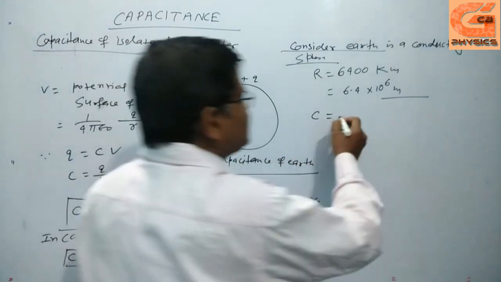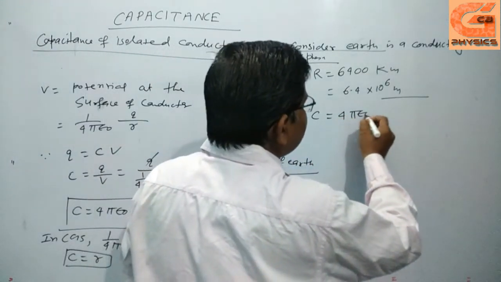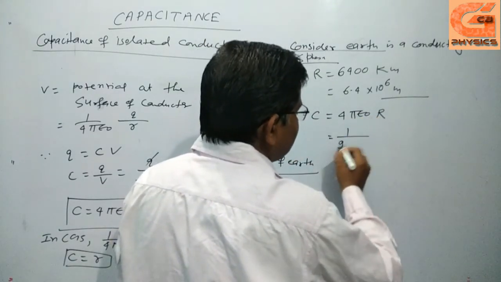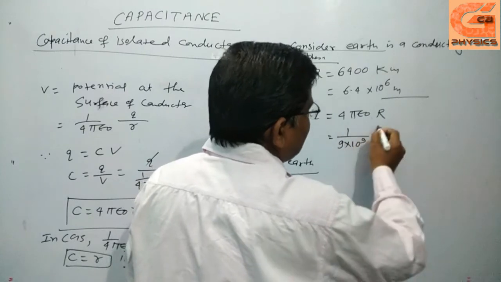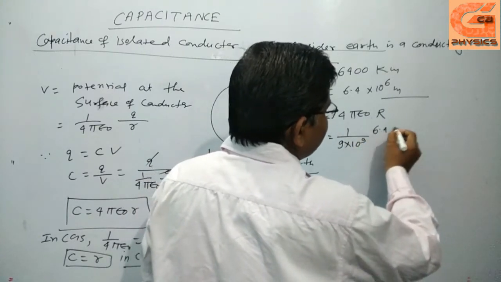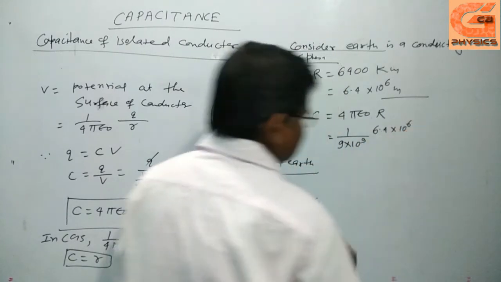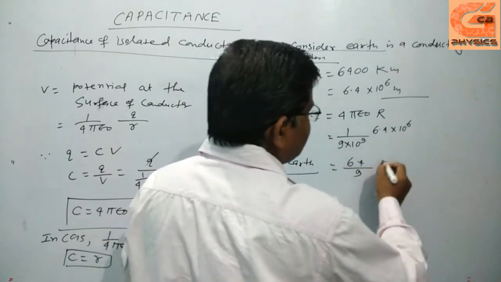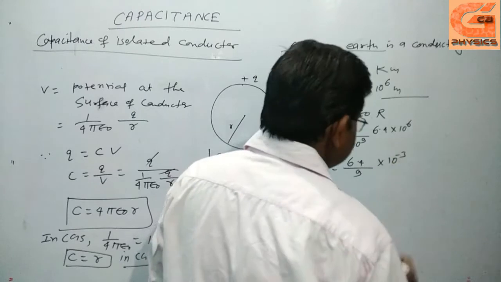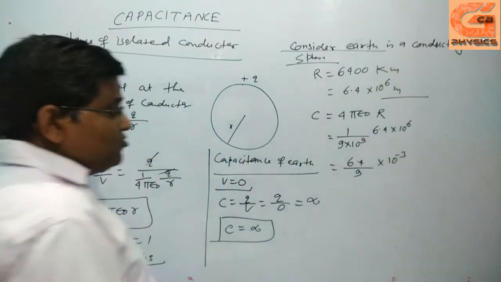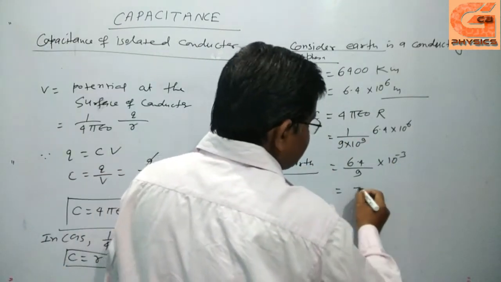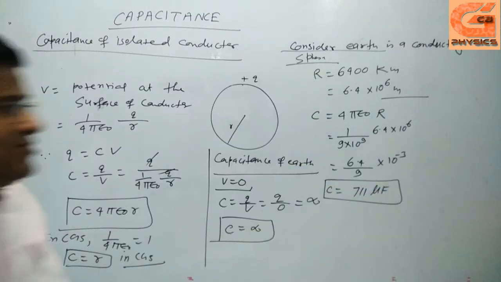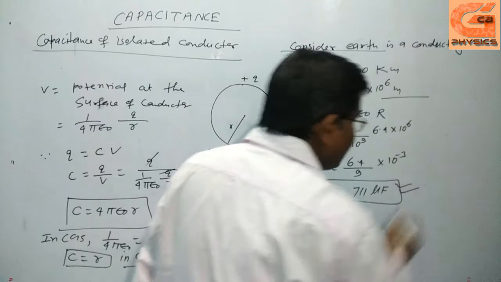Then the capacitance is 4 pi epsilon naught R, which is equal to 1 by 9 into 10 to the power 9, into 6.4 into 10 to the power 6. This is equal to 6.4 by 9 into 10 to the power minus 3, and you calculate this as 711 microfarad. This is a very surprising result. Why?